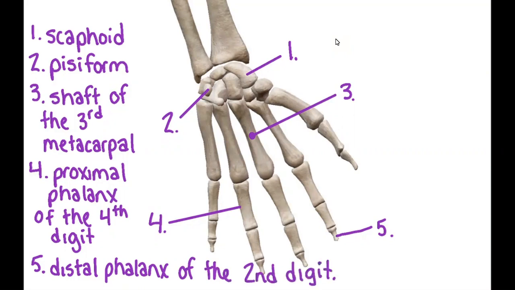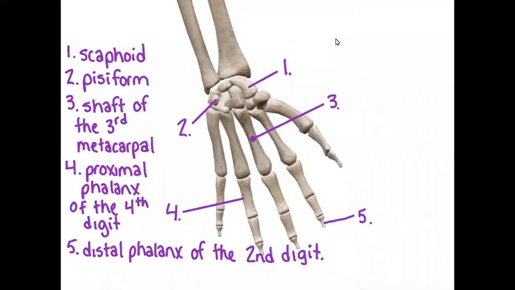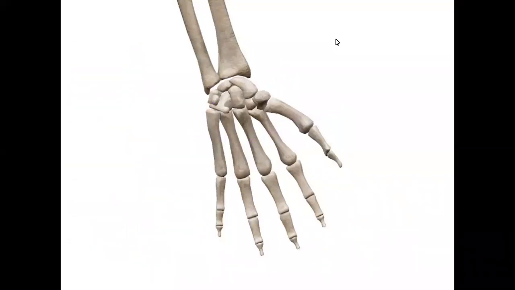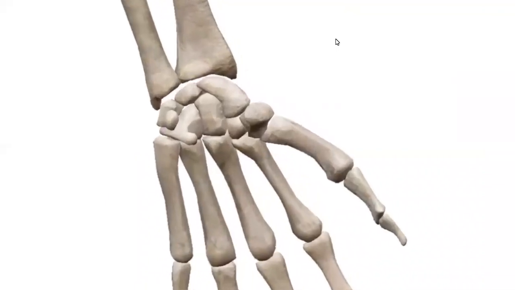Sorry, got a little cramped here. Feel free to pause it here if you want to keep looking this over. I'm actually going to erase all of this. Okay, and now I'm going to do a review portion. I'm going to go over all of the different landmarks of the hand. Let me get a thinner pen here. I'm going to start off with the carpal bones.